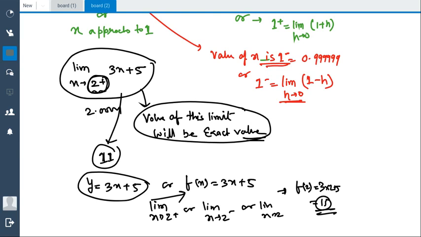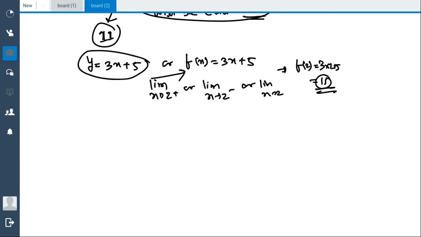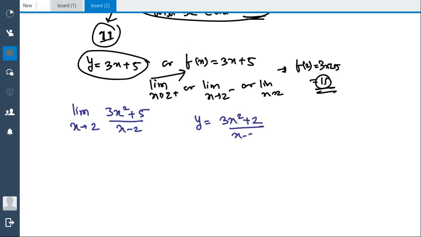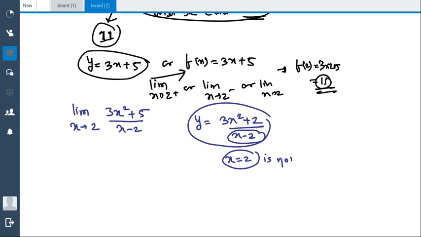The answer comes from here. Suppose a question comes like: what is the value of limit x tends to 2 of 3x square plus 5 upon x minus 2? Okay, so the question comes out to be this. If this was y, then in this equation we can't put x is equal to 2 because x is equal to 2 is not in its domain.